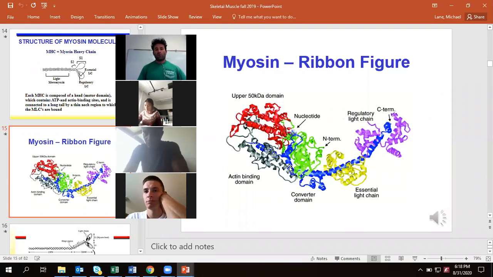So it's going to have the function of being able to give us that contraction. You can see how right over here is that essential light chain in the yellow. The regulatory chain is over here in the purple. The C terminal means that's the carbon end, and the N terminal is the other end. Now, the nucleotide, that's where ATP is going to go inside and be hydrolyzed to have its effect. And then over here, the actin binding domain, that's literally where it's going to bind to actin.